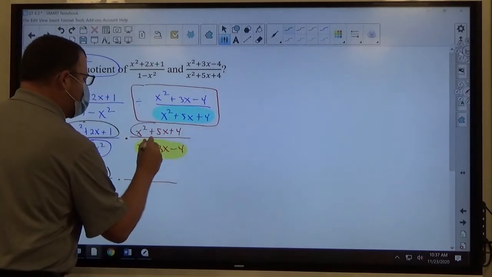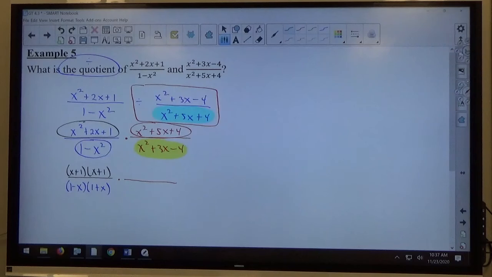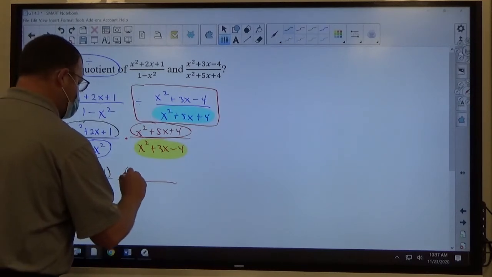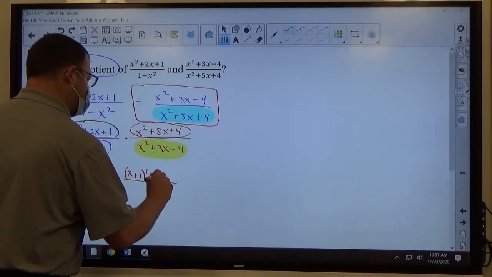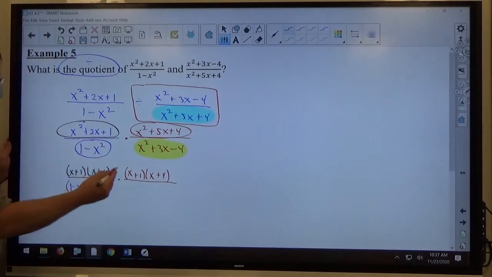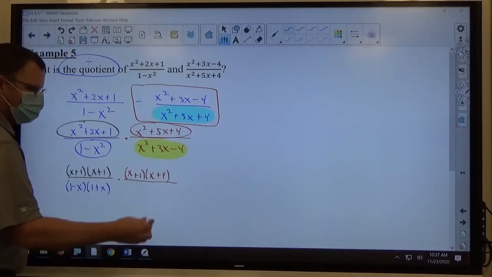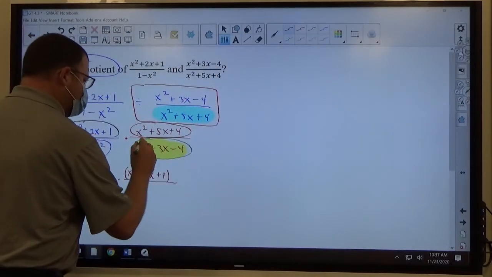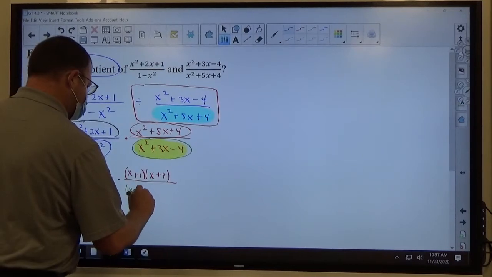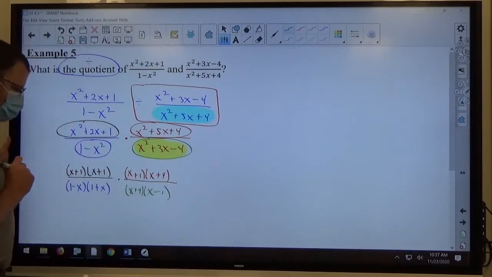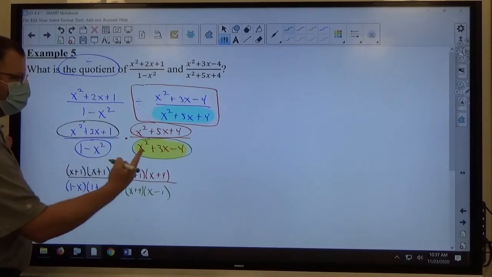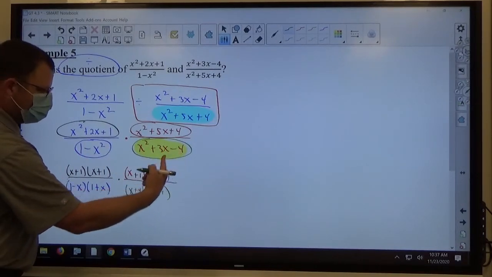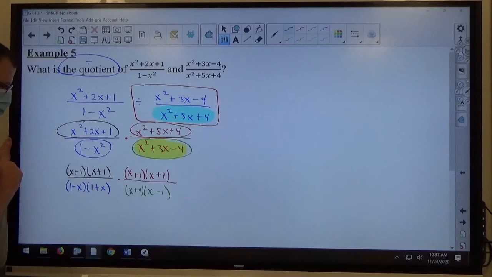If we look at x squared plus 5x plus 4, that's a quadratic trinomial. We need factors of 4, numbers that multiply to make 4 that add to make 5. Those numbers would be positive 1 and positive 4. So x plus 1 times x plus 4 does the trick on that one. 1 times 4 makes 4, 1 plus 4 makes 5. And then finally, x squared plus 3x minus 4. You can see that x plus 4 and x minus 1 would make that work.